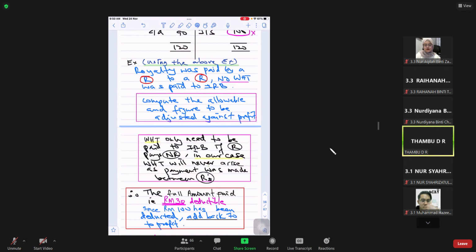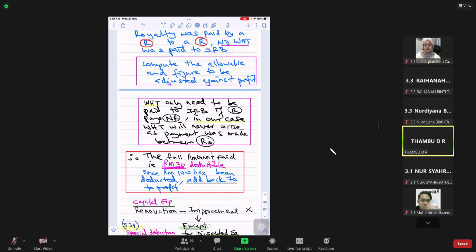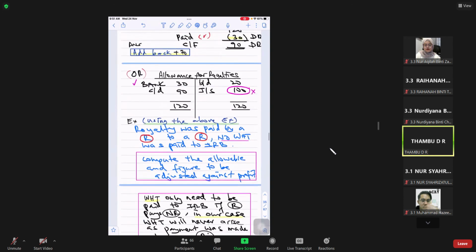Now look at this. Withholding tax only needs to be paid to IRB. IRB is the Inland Revenue Board. If resident pays resident, in our case, WHT will never arise as payment was made between residents. Between residents, no withholding. So if that is the case, the full amount of 30 is deductible. Since 100 has been deducted, we add back 70. Okay, so this question.